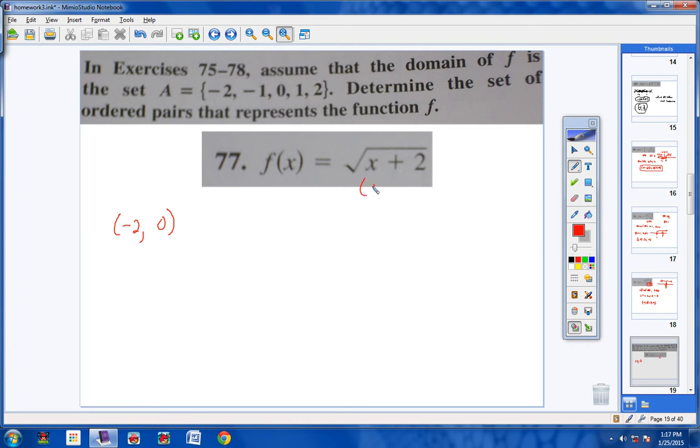So put a negative 1 here. Negative 1 plus 2 is 1. And the square root of 1 is 1. So negative 1, comma 1. Okay. Alright, let's take a look at the next number.